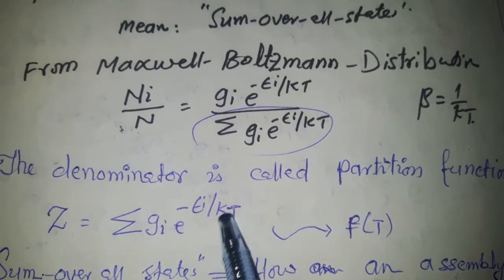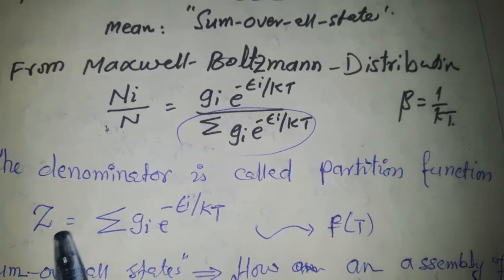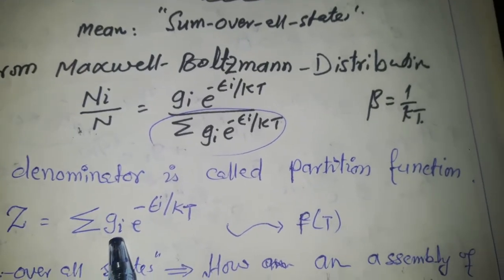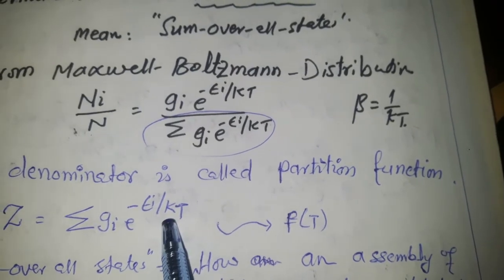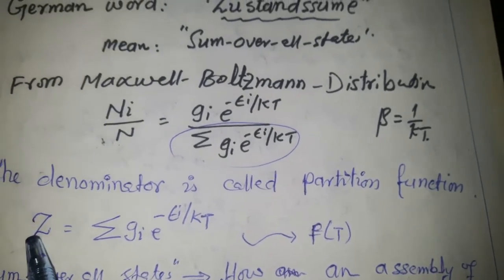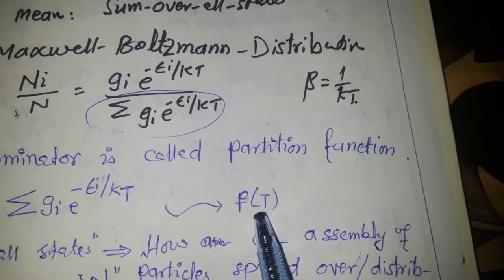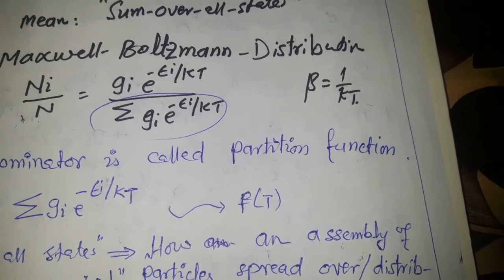Here g_i represents the energy states and e_i the different energy levels, where k is the Boltzmann constant. So the partition function is directly a function of temperature. So it totally depends on temperature.